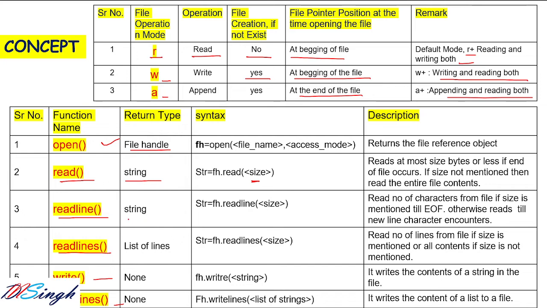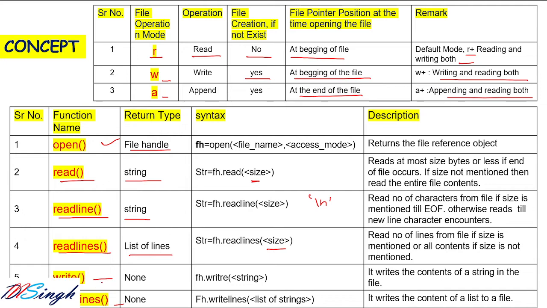Next is readline. Readline also returns a string, but it returns line by line. If you have not supplied any size, it will return the values up to where it encounters the newline character. What does it mean if you encounter a newline character? A new line is starting from there. Then you have readlines. The readlines method will return a list of lines, and it also takes one argument, that is size. If you have supplied size into it, it is going to read up to the size only.